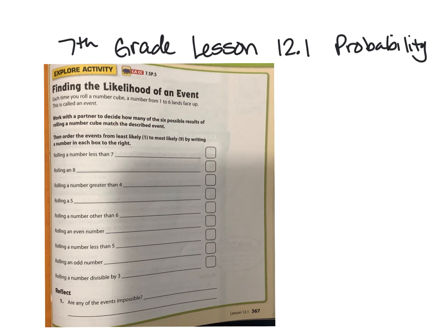This has you working with a partner, but we're just working through this together to decide how many of the 6 possible results on that number cube match the described event. And they want us to order the events from least likely 1 to most likely 9 by writing a number in each box to the right. So I'm going to put this down here.